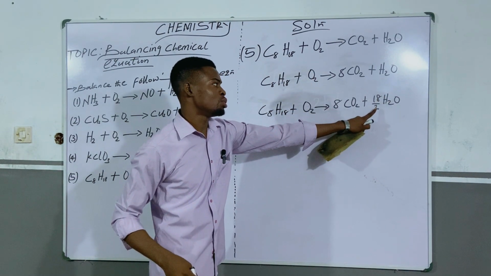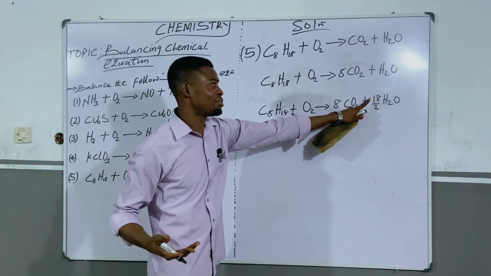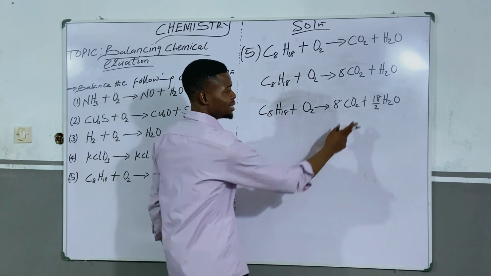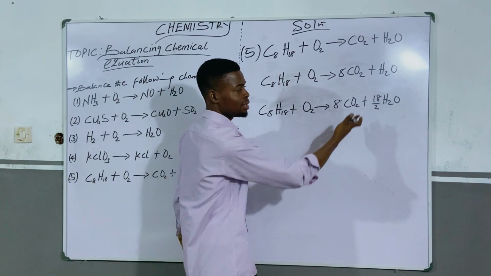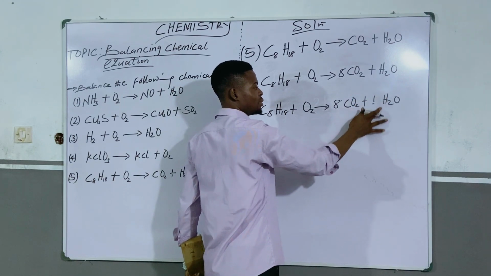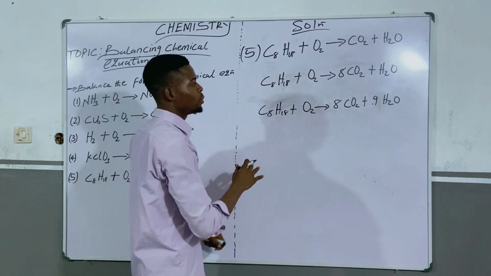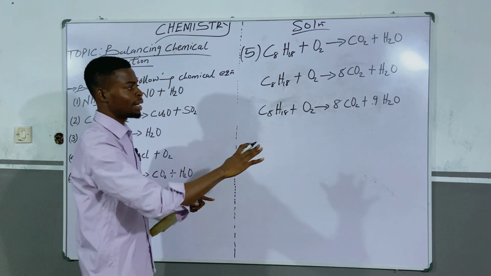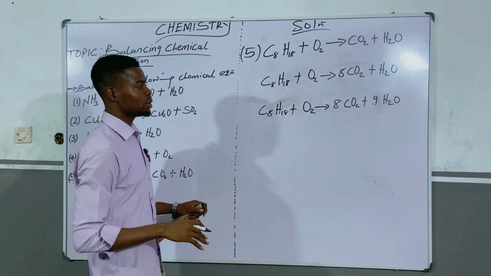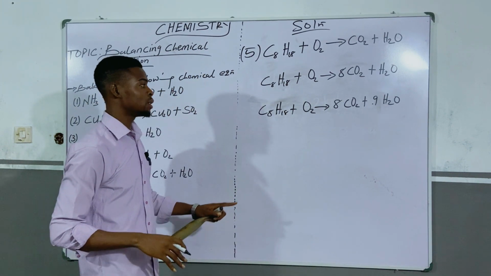18 divided by 2 is not even a fraction. It's not a fraction. That is 9. So 18 divided by 2 is 9. So it's not giving us a fraction. So it's the same thing as 9. Okay. Then hydrogen is balanced now.